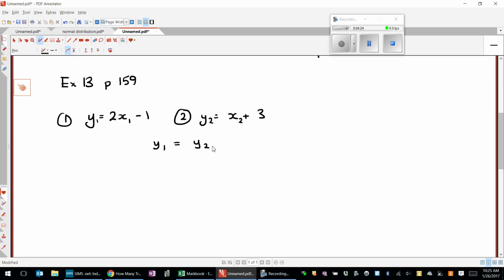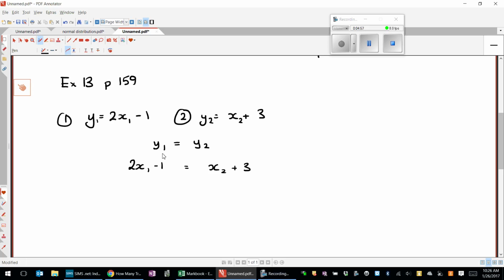Equally, though, we can make another statement. What can we say? Well, yes, it does, but even more than that: 2x1 minus 1 is equal to x2 plus 3. Because if those two are the same, that means that the values of x have to be the same, if y is the same. Logical statement. Okay.